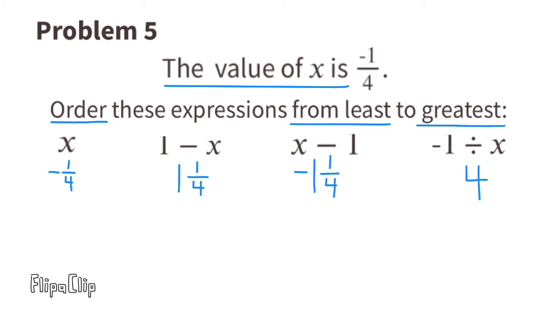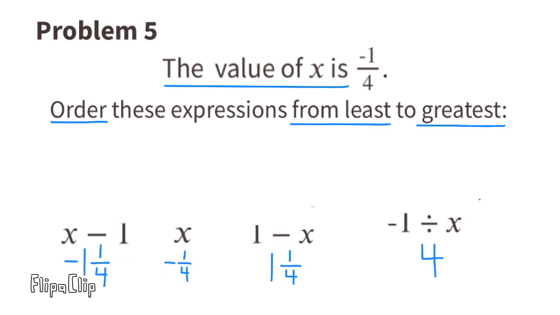Now, all we have to do is order them from least to greatest. X minus 1, x, 1 minus x, and -1 divided by x.